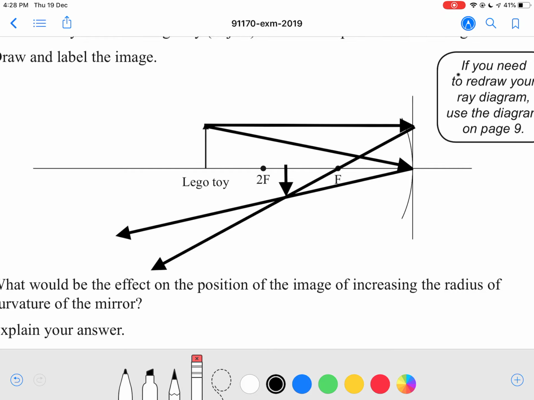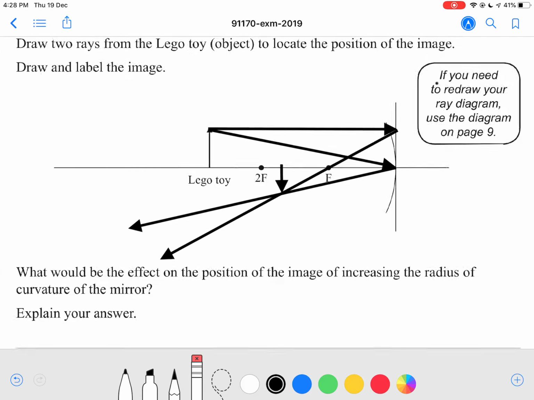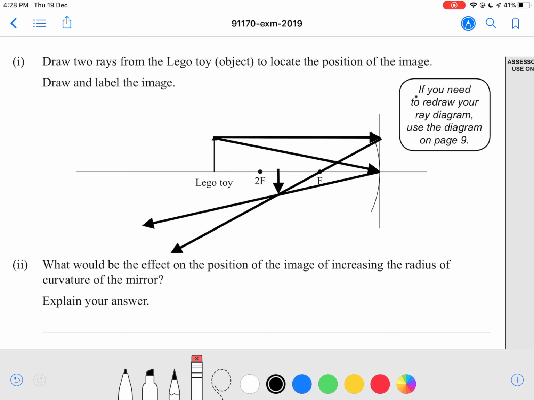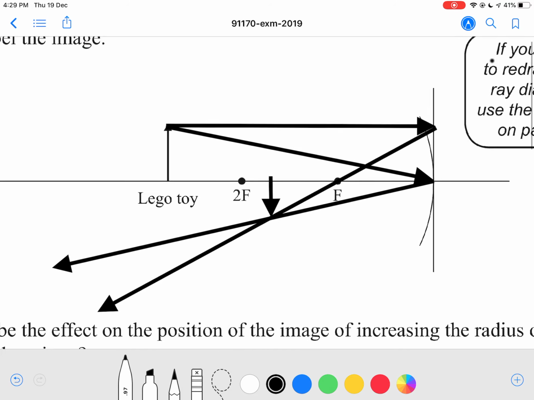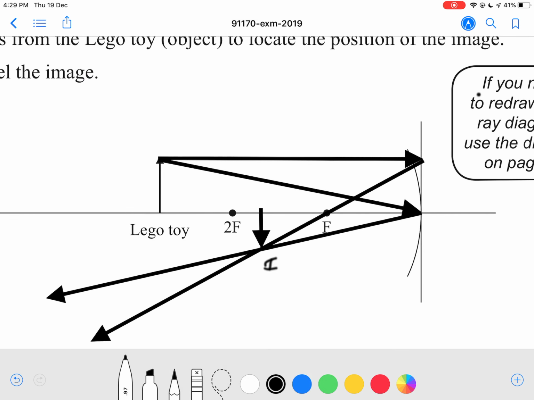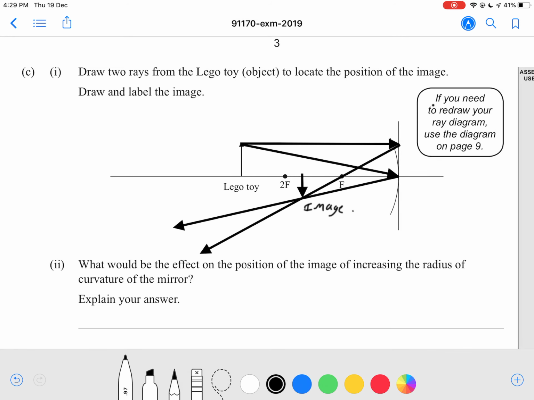Unfortunately, I can't get quite the accuracy on the iPad, but on paper, you should be using a ruler and making sure that everything is roughly accurate. It says to label the image, so you can just say that this will be your image. This by itself should just be an achieved.